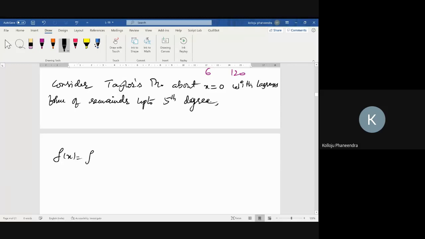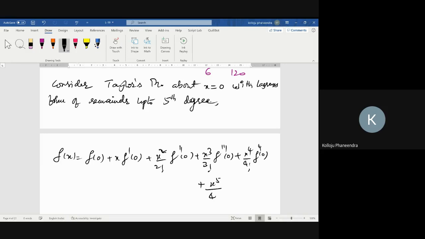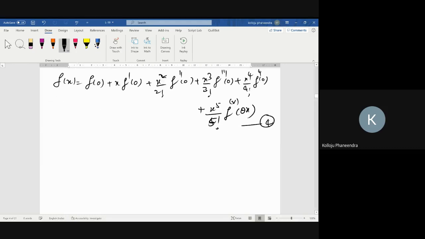f of x equals f of 0 plus x into f dash 0 plus x square by factorial 2 into f double dash 0 plus x cube by factorial 3 f triple dash 0 plus x power 4 by factorial 4 f fourth derivative 0, and the fifth one is x power 5 by 5 factorial f fifth derivative theta x. Take this as equation 4 and calculate the required derivatives.